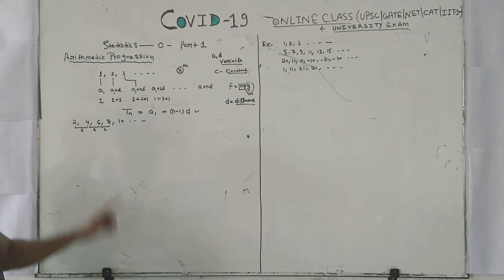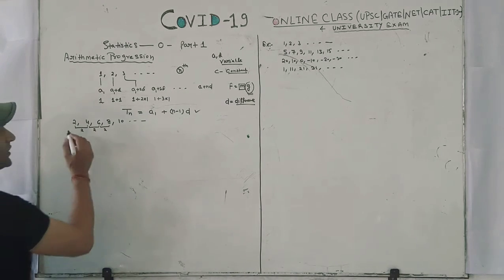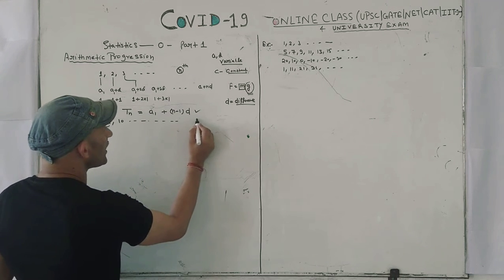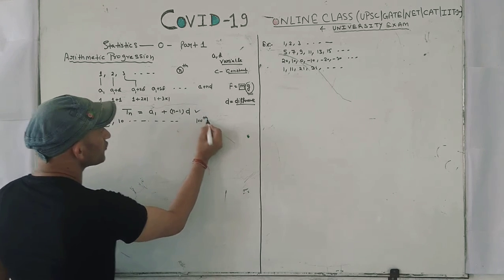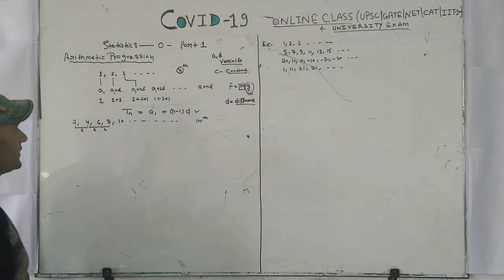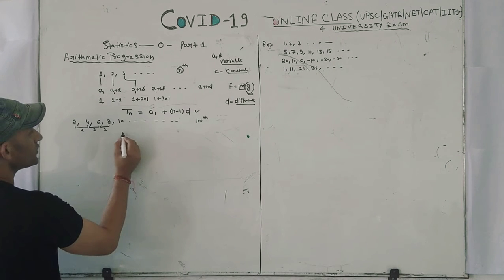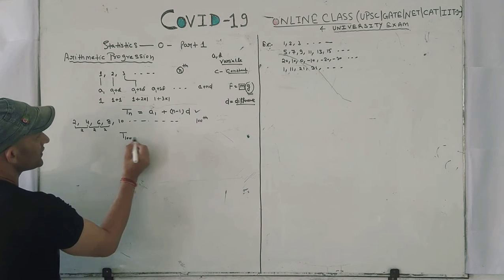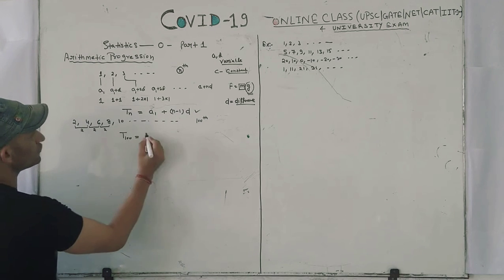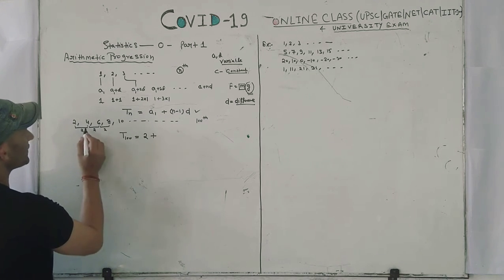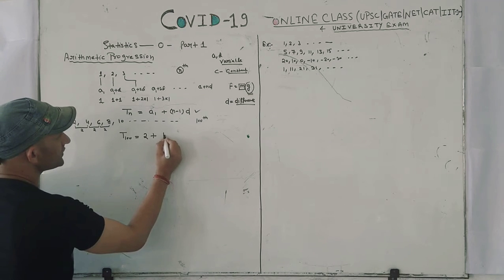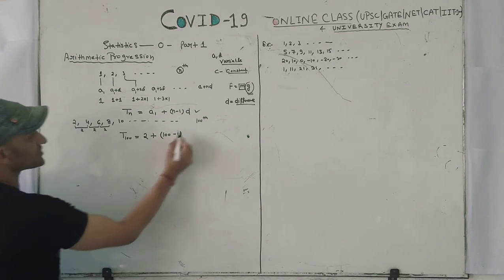By the help of this formula, we can find the nth term. Suppose you are finding the 100th term, what is the value at this place? So we will use this formula. T100 is equal to A1 plus (N minus 1) into D. We are finding the 100th term, so N is equal to 100. D is the difference, which is 2.